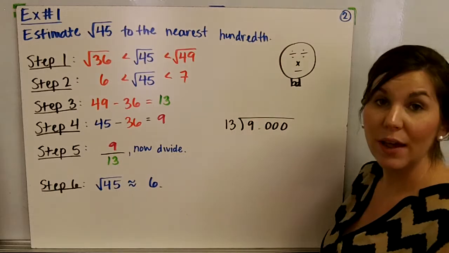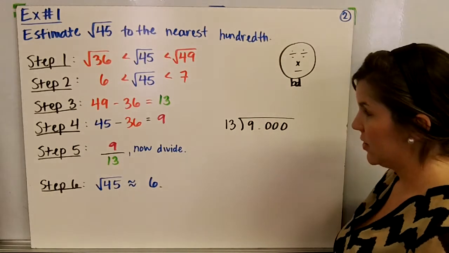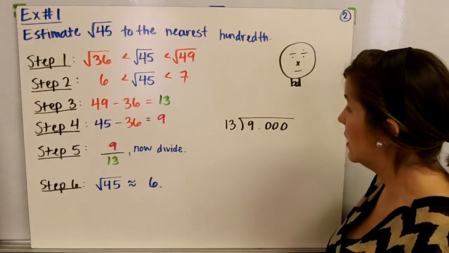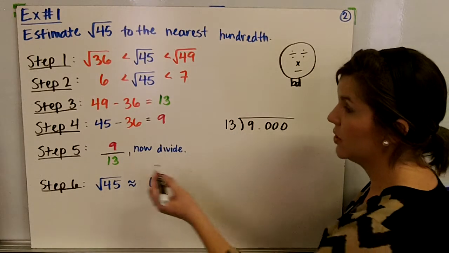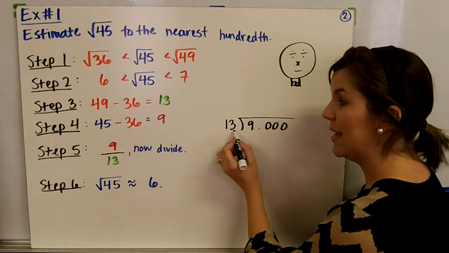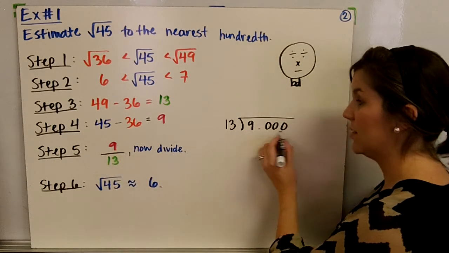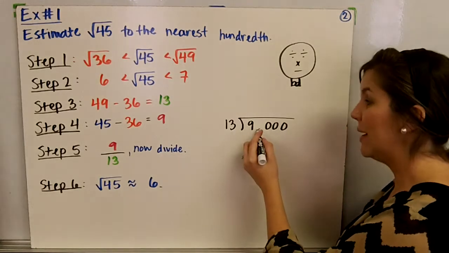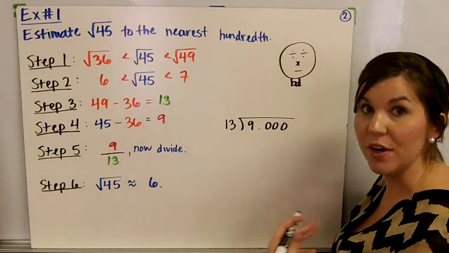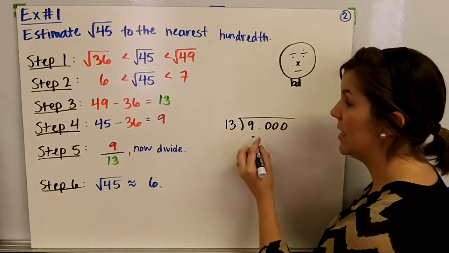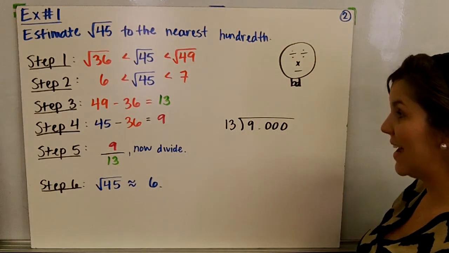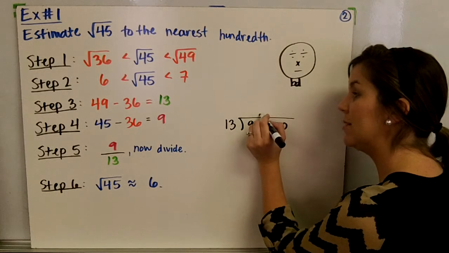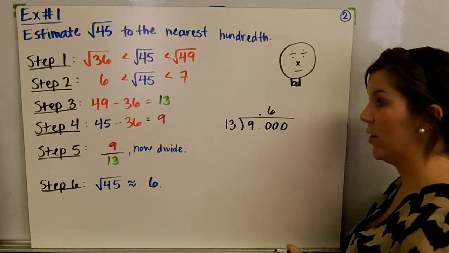And you do this until you have enough decimal places for your answer. So we're rounding to the nearest hundredth, so we need 2 places after the decimal. So 13 is on the bottom, it goes on the outside, and 9 is on the top, it goes on the inside. Now, 13 doesn't go into 9, so I need to put a decimal and some zeros. 13 goes into 90 6 times. So I need to bring my decimal up and put a 6 here.